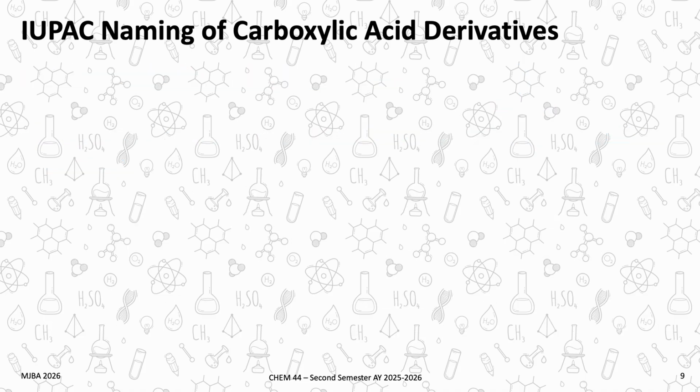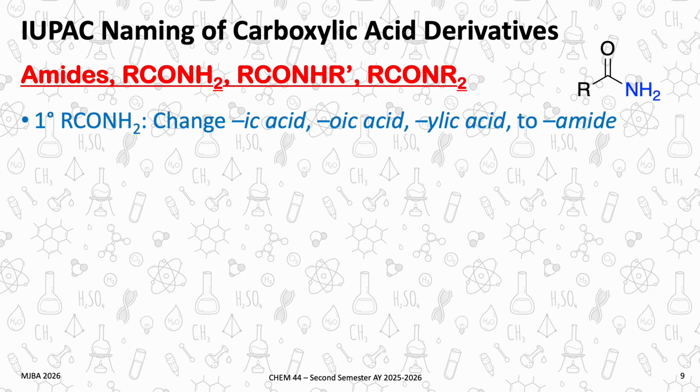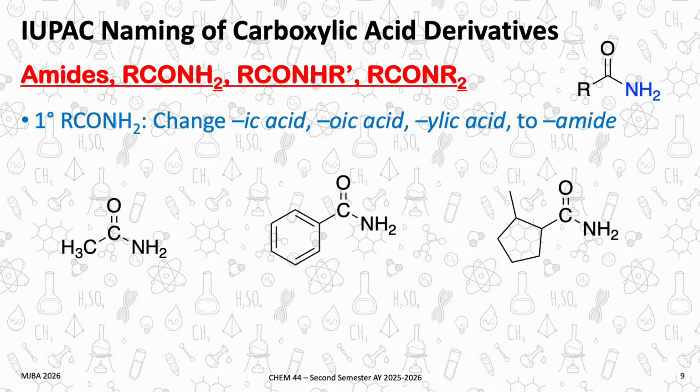Now the next carboxylic acid derivative that we're going to name would be the amide. The amide can be of 3 different types depending on how substituted the nitrogen is. So the first one would be the primary amide, wherein it is not yet substituted. So we have NH2. Naming it is quite simple. Just drop the endings of the acid, be it -ic acid, -oic acid, or -ylic acid, and then change it to amide. So for these examples, a 2-carbon carboxylic acid is acetic acid. So drop the -ic acid there, add amide, it becomes acetamide.